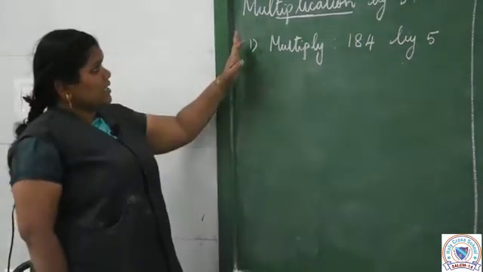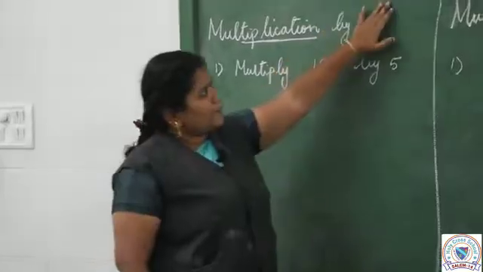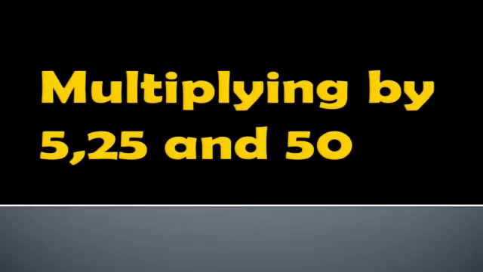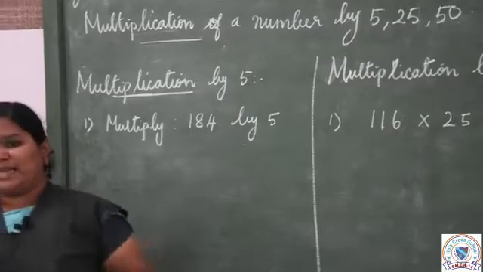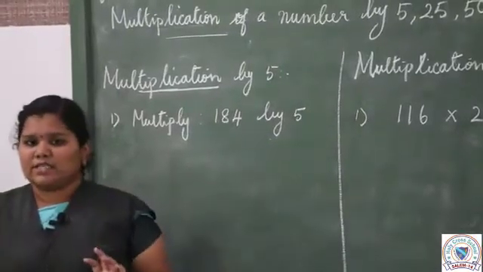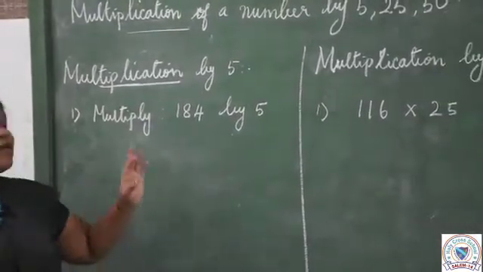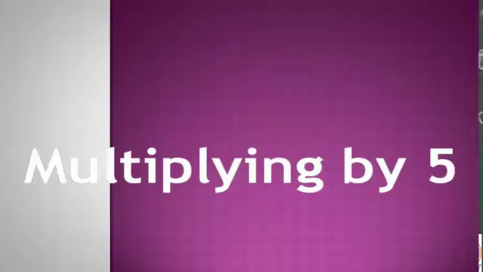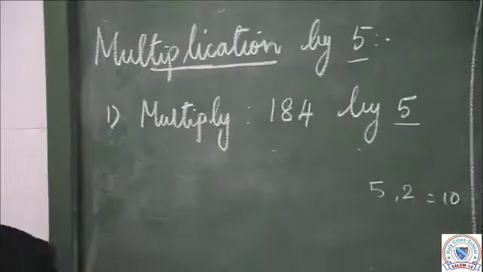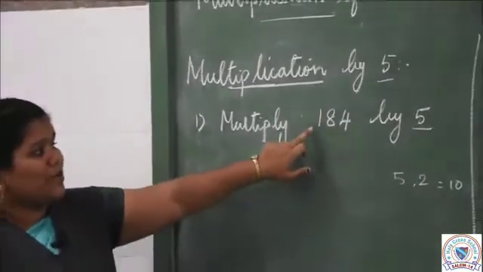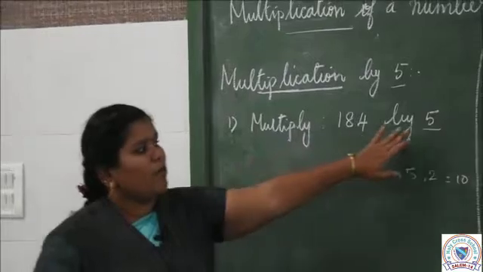Today we are going to see multiplication of a number by 5, 25 and 50. So 5, 25 and 50 are factors of 10, 100, etc. Here first we are going to see multiplying by 5. Multiplying by 5, 5 is a 1-digit number. So what are we going to do? We are going to multiply 184 by 5.